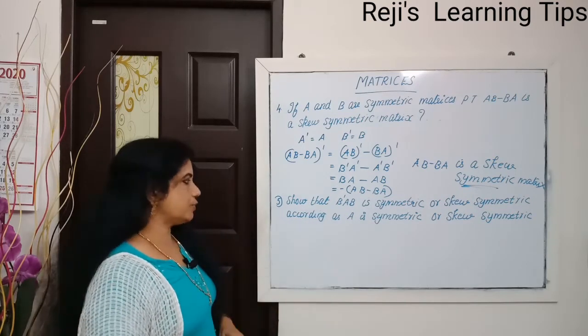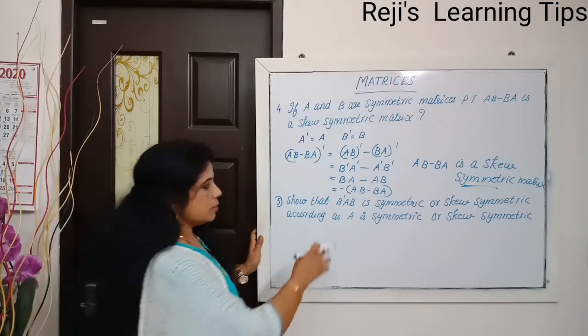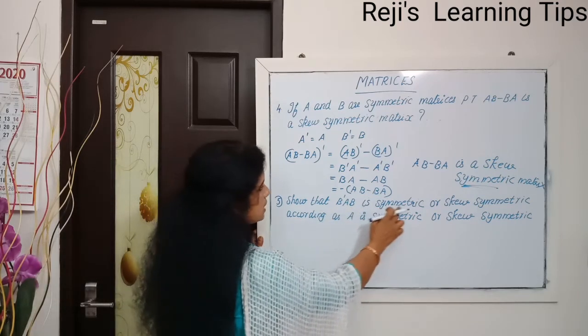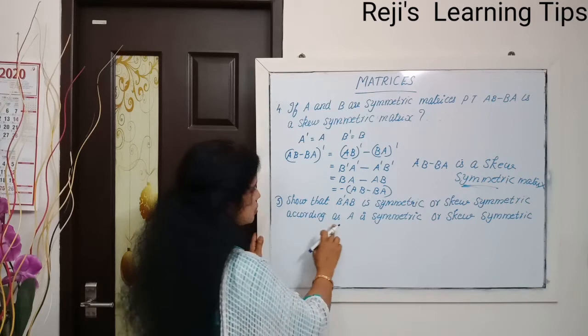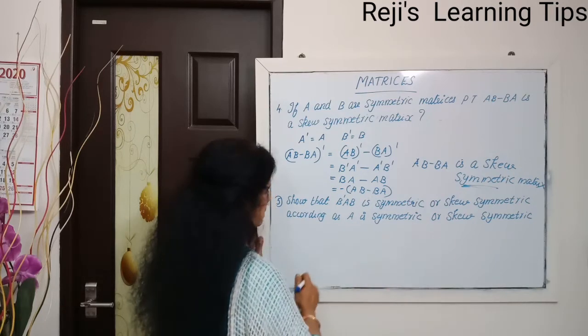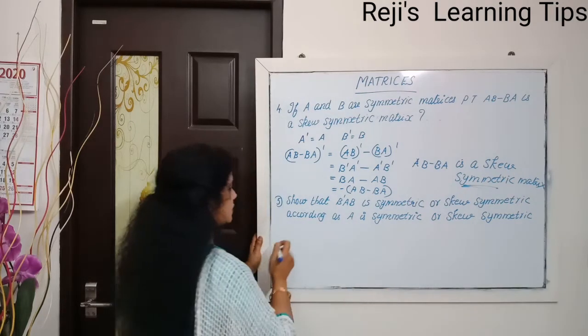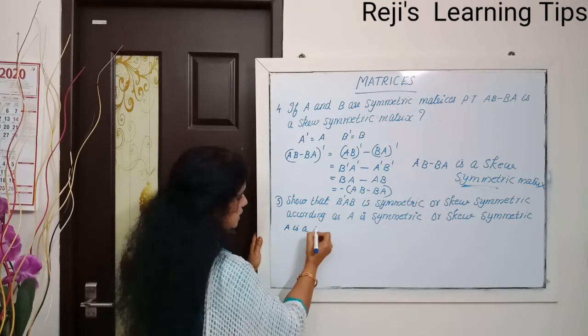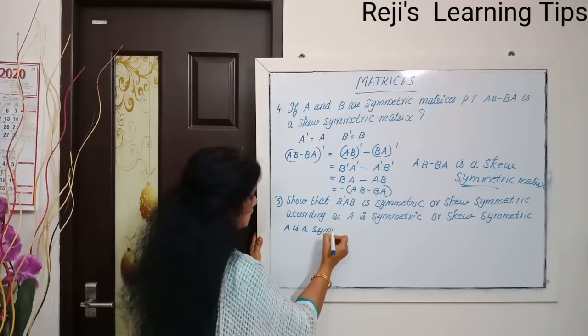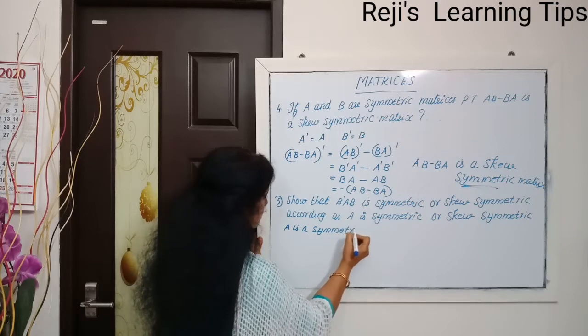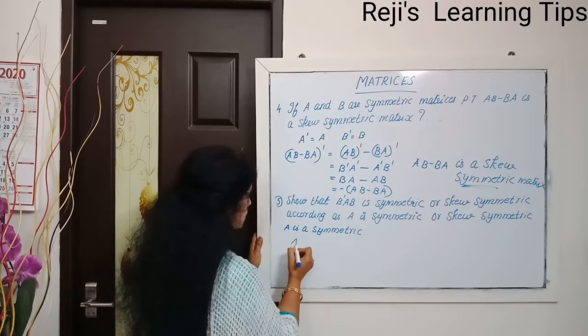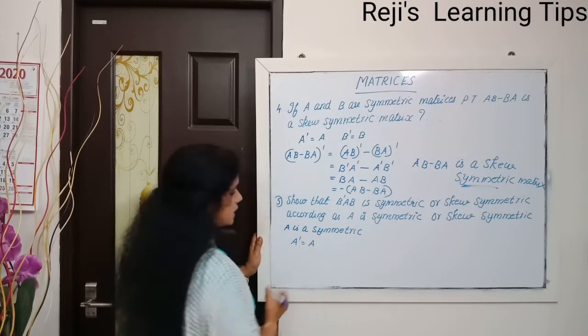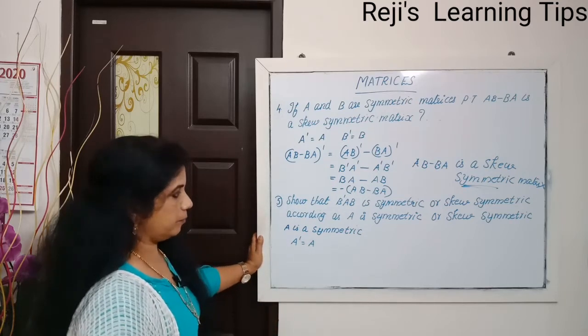Then the fifth question: show that B transpose AB is a symmetric or skew symmetric matrix according as A is symmetric or skew symmetric. First, we take A as a symmetric matrix. If A is symmetric, then we can say that A transpose is equal to A.